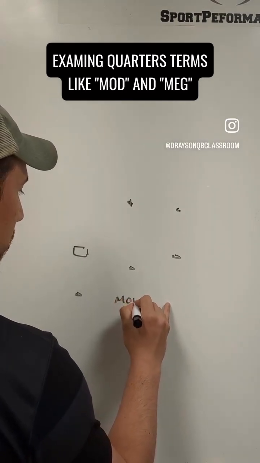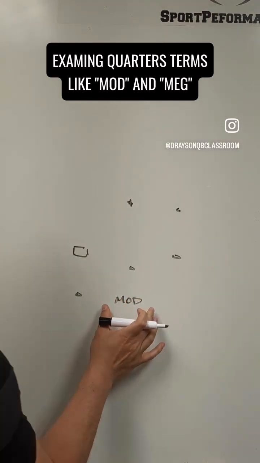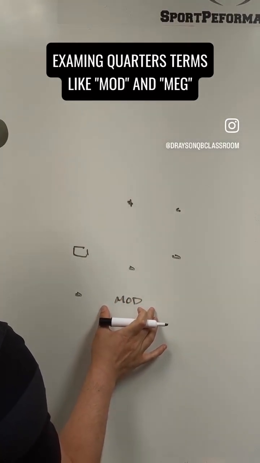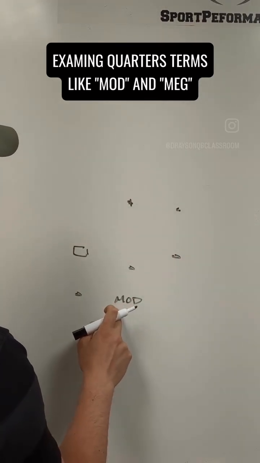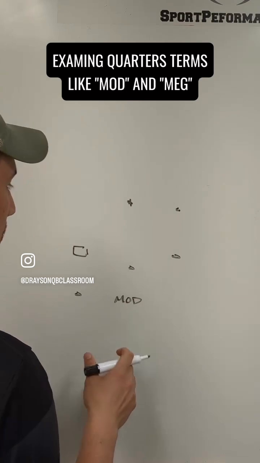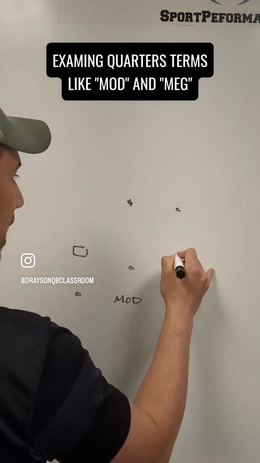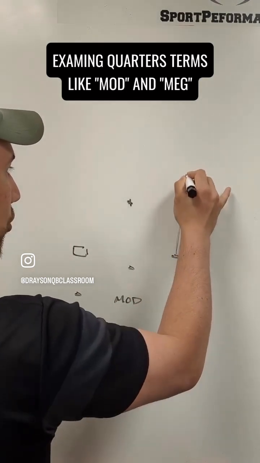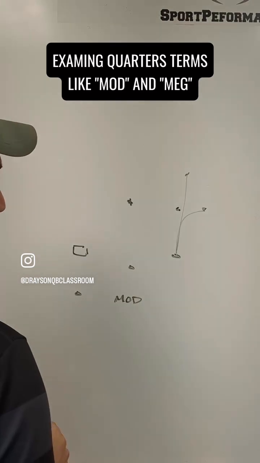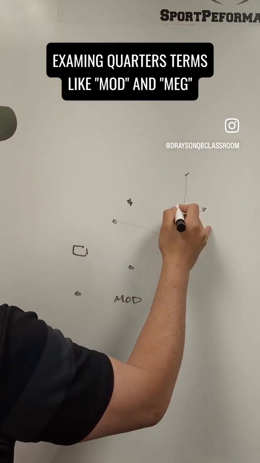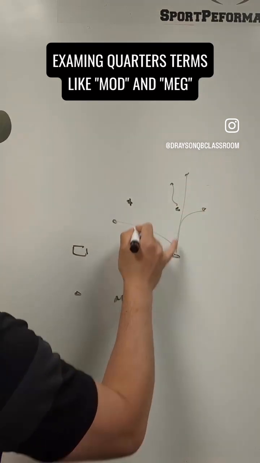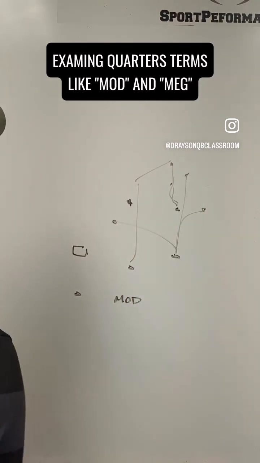The first one is MOD, which is a specific form of pattern matching that allows the DB to become man, either man on demand or man on deep, or man outside and deep. There's different ways teams have used it. But let's say this guy is going to run an outbreaking route, a vertical route. That locks the corner to that person in an MOD situation. If he releases in, that means he can play his quarter. And let's say we're getting like a smash, that means he would step back to play that.